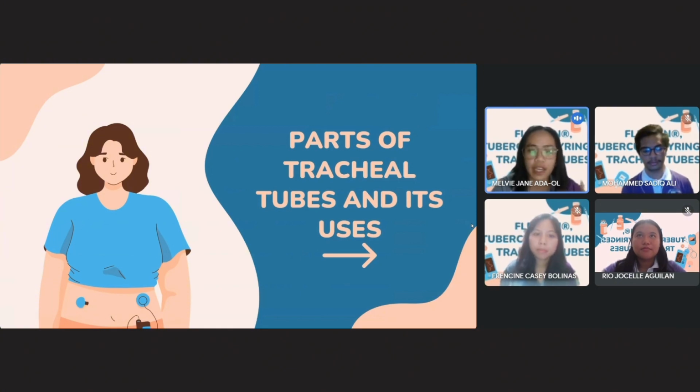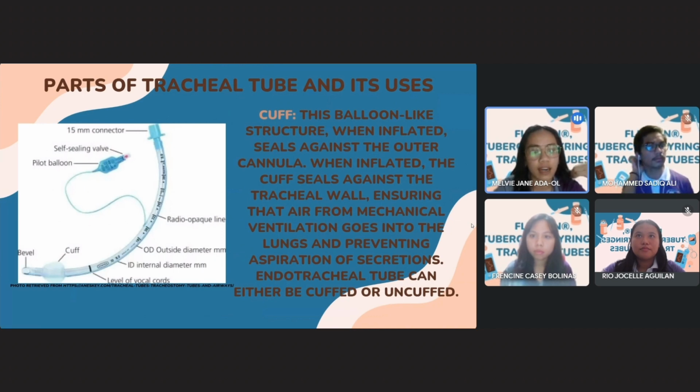For the parts of tracheal tubes, first we have the cuff. This balloon-like structure, when inflated, seals against the outer cannula. When inflated, the cuff seals against the tracheal wall, ensuring that air from mechanical ventilation goes into the lungs and preventing aspiration of secretions. Endotracheal tubes can either be cuffed or uncuffed.